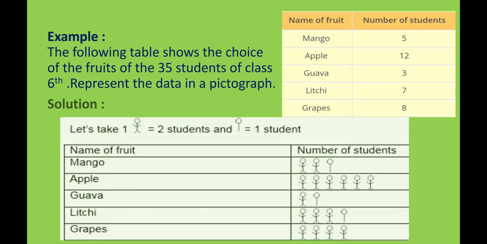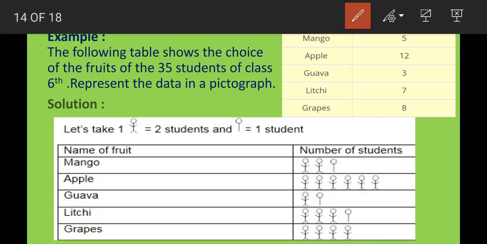So for the solution we have to select a symbol. Here I have taken one symbol to represent two students. To represent two students I have taken this symbol. And to represent one student I have just removed the legs and hands of the picture. So to represent one student we draw a symbol like this, and to represent two students we draw a symbol like this.